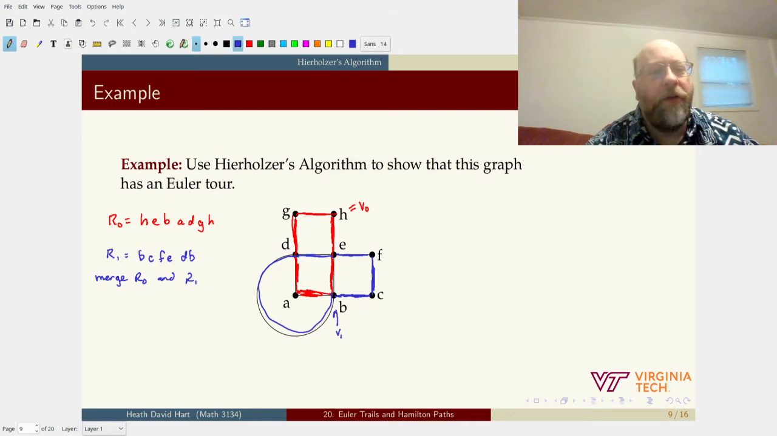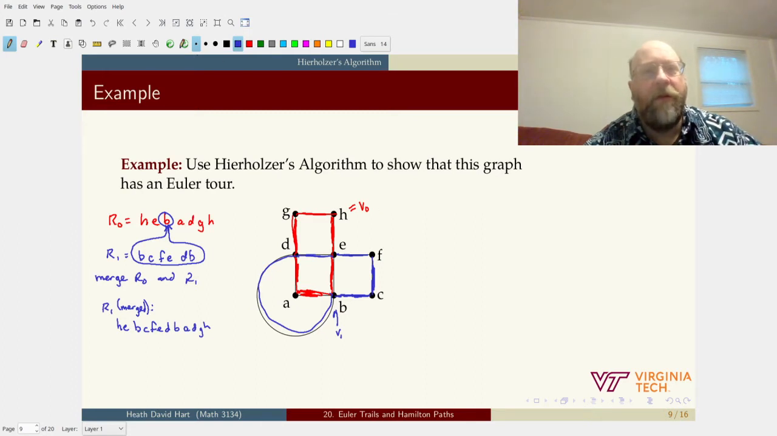So what I'm going to do is take this B and expand it out to all of this. And so now I get the merged R1, which is HE, and then BCFEDB, and then ADGH.